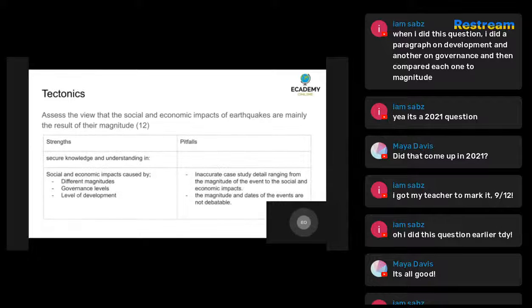So let's have a look at what's gone well generally for students. Okay, so in terms of the strengths for students generally, they tended to talk about different magnitudes and governance levels, and levels of development. Generally this is just done really well by candidates across A-level geography. However, there are areas where they've done less well. So, for example, inaccurate case study detailing, ranging from the magnitude of the event to the social and economic impacts.